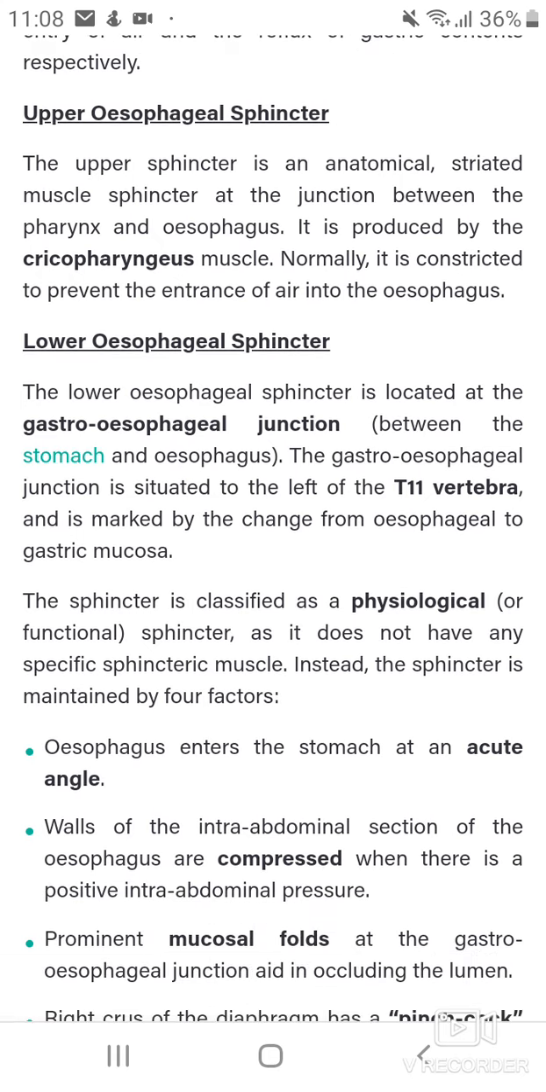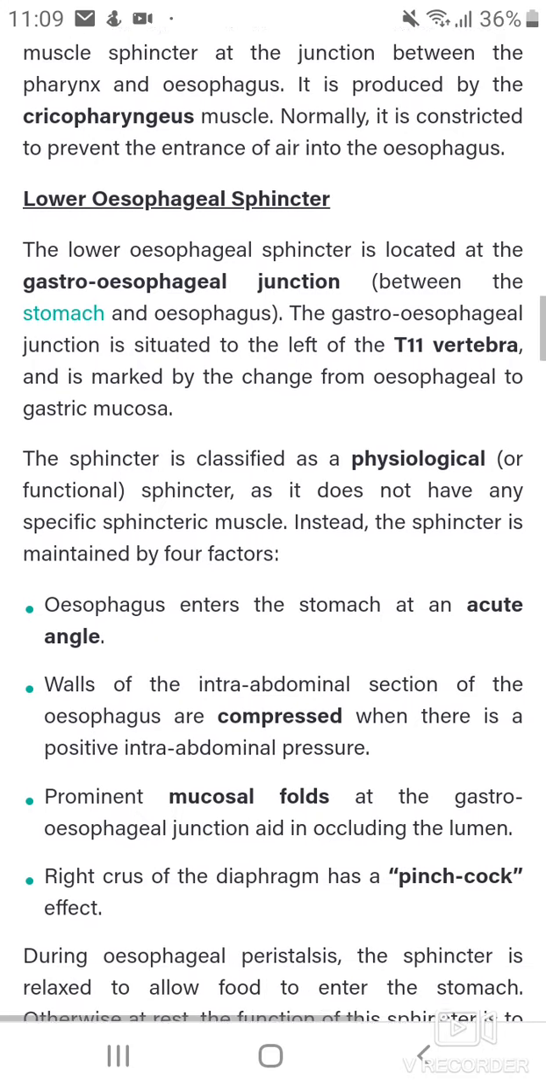Lower esophageal sphincter: the lower esophageal sphincter is located at the gastroesophageal junction between the stomach and esophagus. The gastroesophageal junction is situated to the left of the T11 vertebra and is marked by the change from the esophageal to gastric mucosa. The sphincter is classified as a physiological or functional sphincter as it does not have any specific sphincteric muscle. Instead, the sphincter is maintained by four factors.